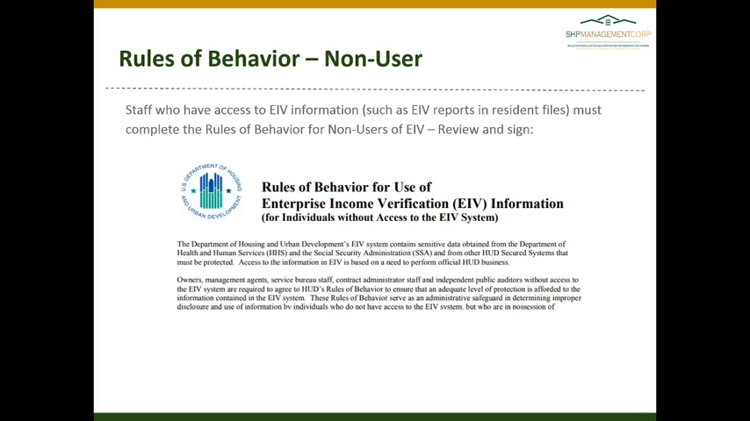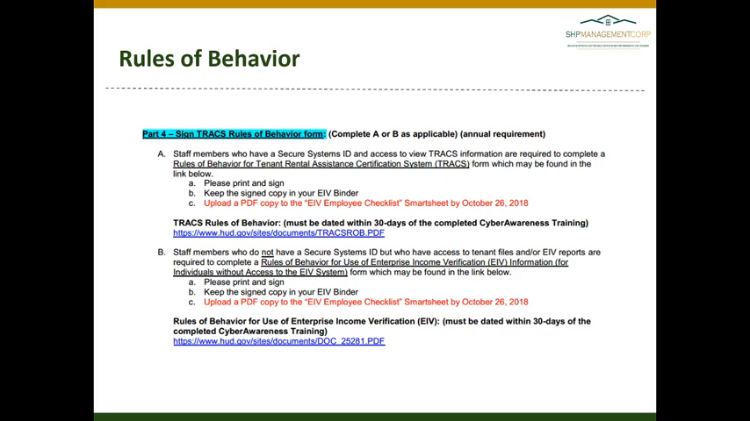For staff who have access to EIV, they must complete this rules of behavior form, and you'll see that it does note in the parentheses, this is for individuals without access to the EIV system. So this is specific to staff who have access to resident files or EIV reports within the files. If you have access to EIV, you do not need to sign this form. You should be signing the rules of behavior for TRACS and EIV users.